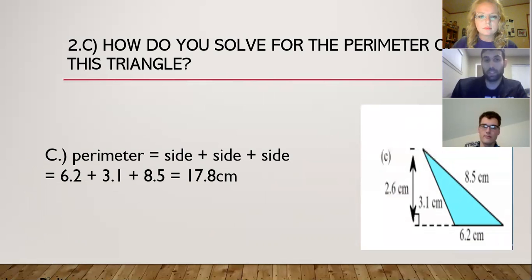Jerry, how do you solve for the perimeter of this triangle? You take each side and add it together, not the height, but each side, which is 6.2 centimeters plus 3.1 centimeters plus 8.5 centimeters to get your grand total of 17.8 centimeters for your perimeter. Great job.